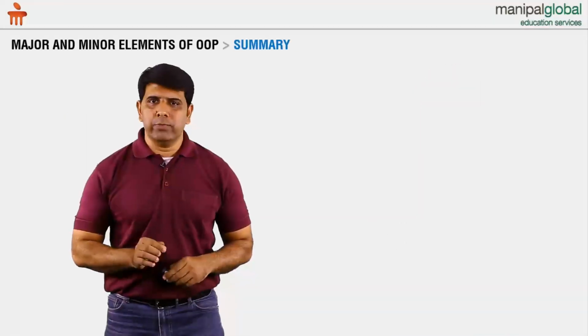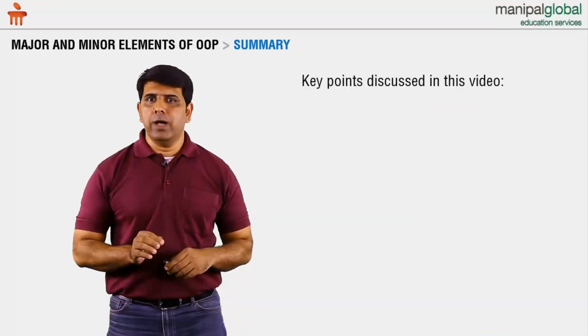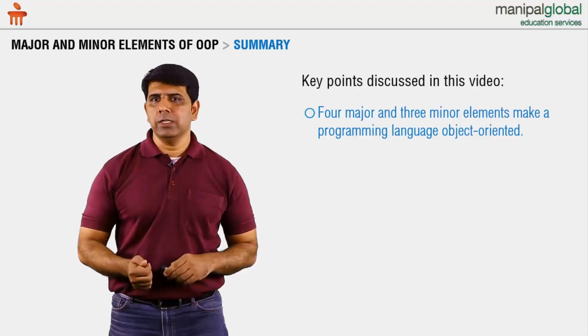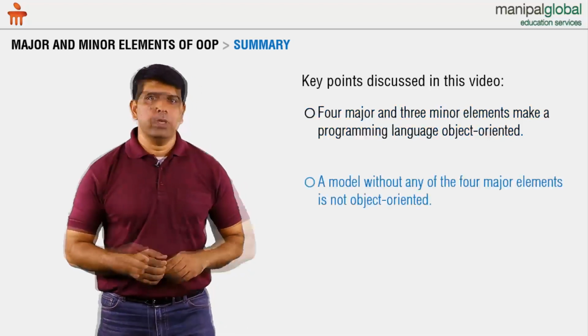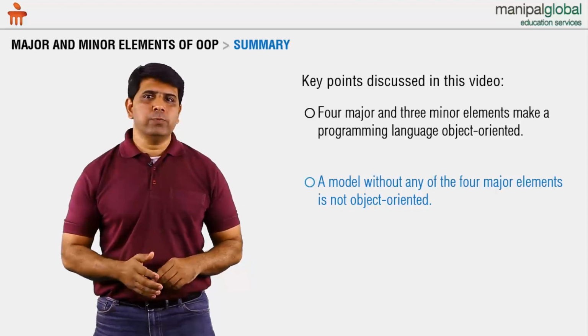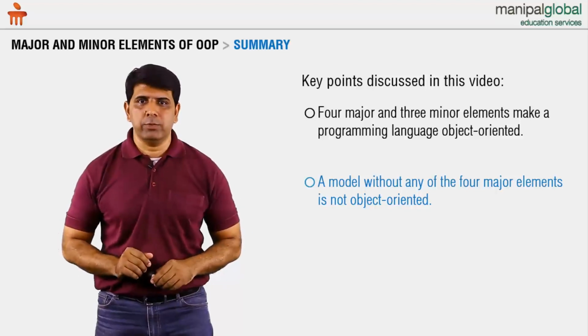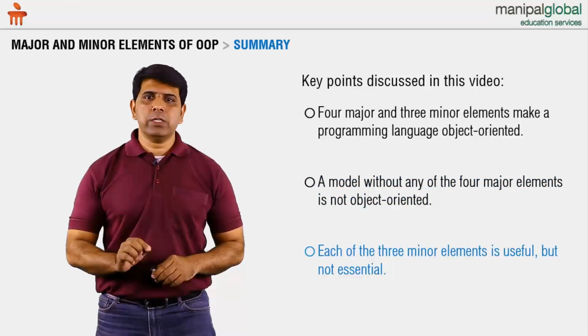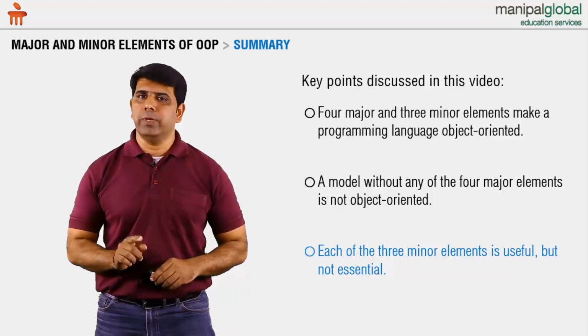Now let's summarize what we have seen. The key points are there are 4 major elements and 3 minor elements. A model without any of these 4 major elements is not an object-oriented programming language. Each of the minor elements is useful, but they're not necessary.